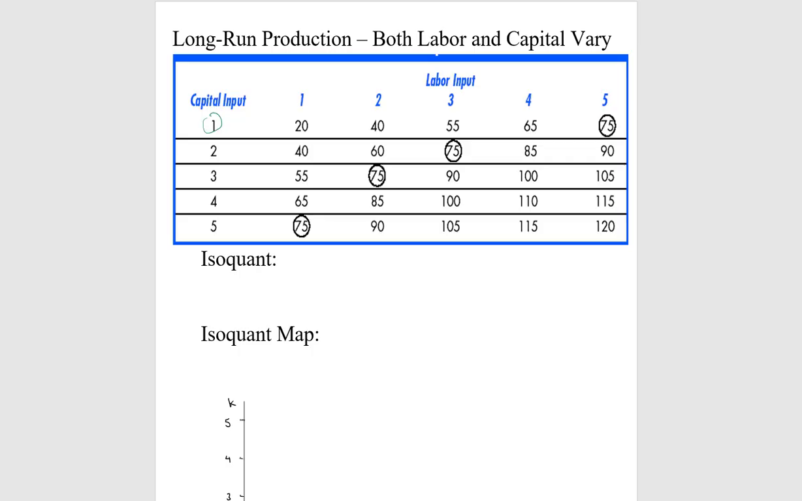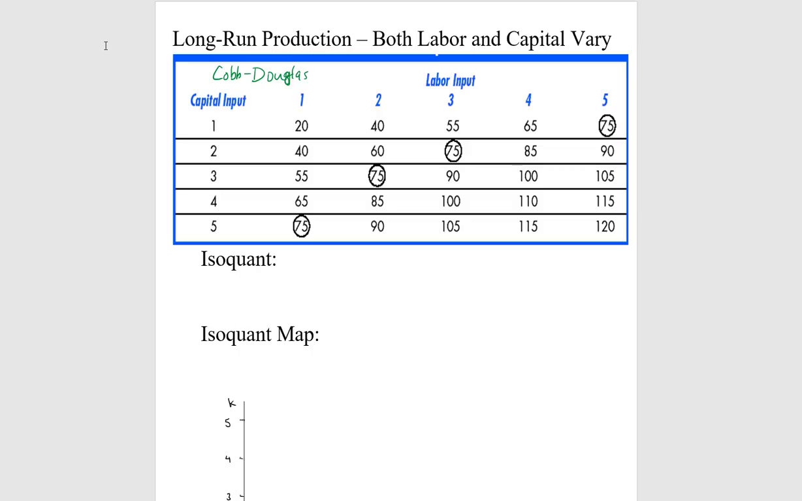So when we look at 1 unit of capital and 1 unit of labor, that 20 there is how many units of output we would get if we employed both 1 and 1. This production function happens to take on what the book calls a Cobb-Douglas shape. And you'll notice that varying combinations of capital and labor can give us the same amount of output. So for example, 2 units of capital and 1 unit of labor gets us 40 units of output. Also, 2 units of labor and 1 unit of capital gets us that same 40 units of output. You also see if 1 unit of labor and 5 units of capital, we can get 75 units of output.